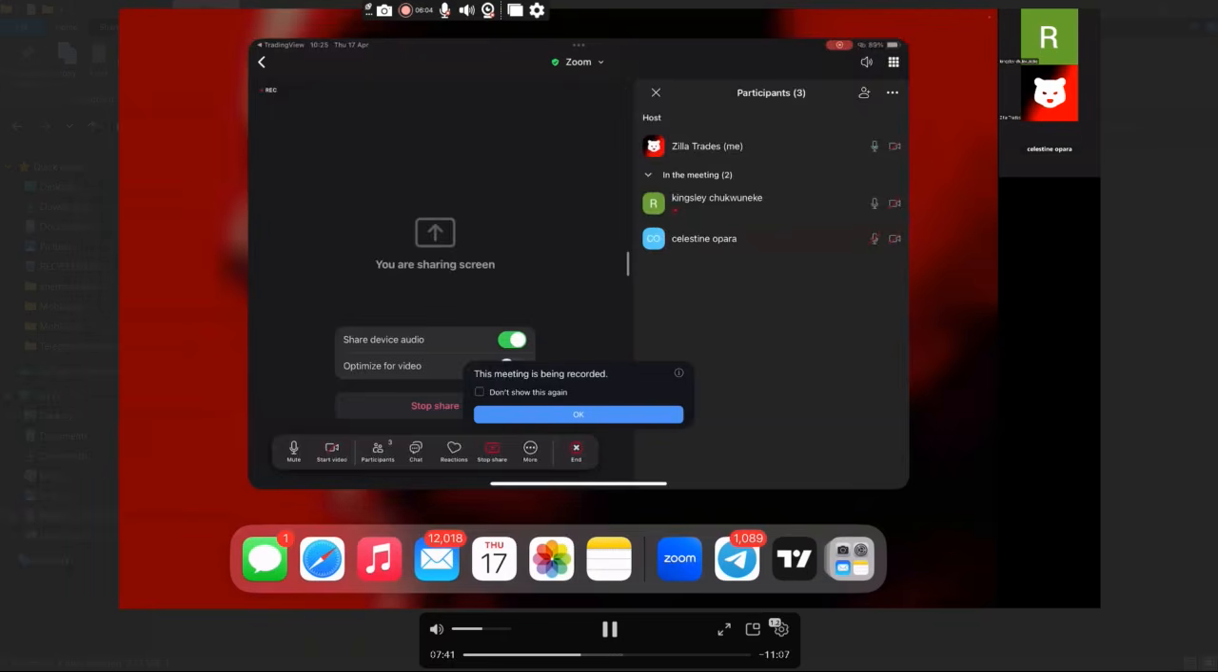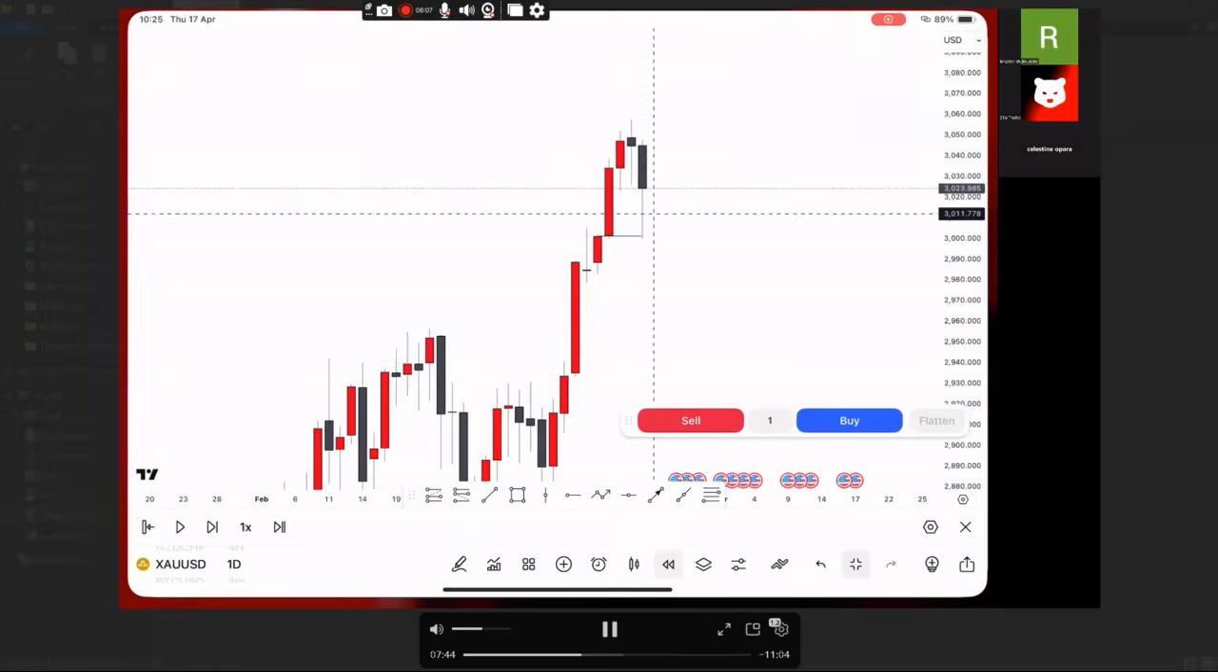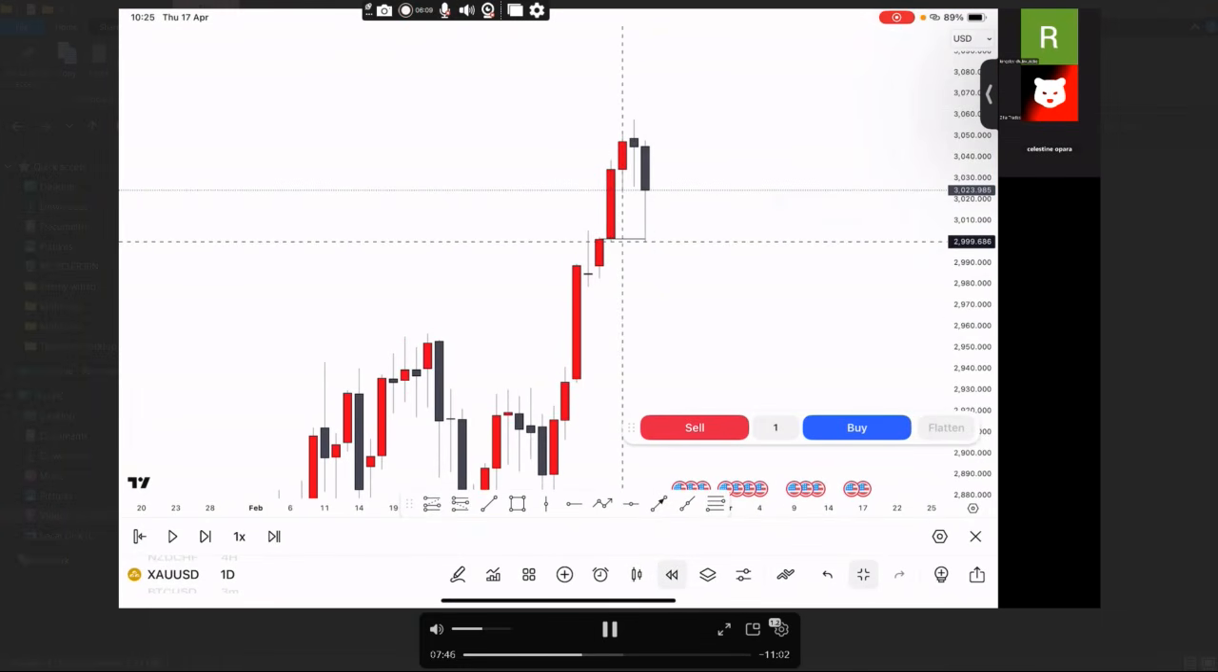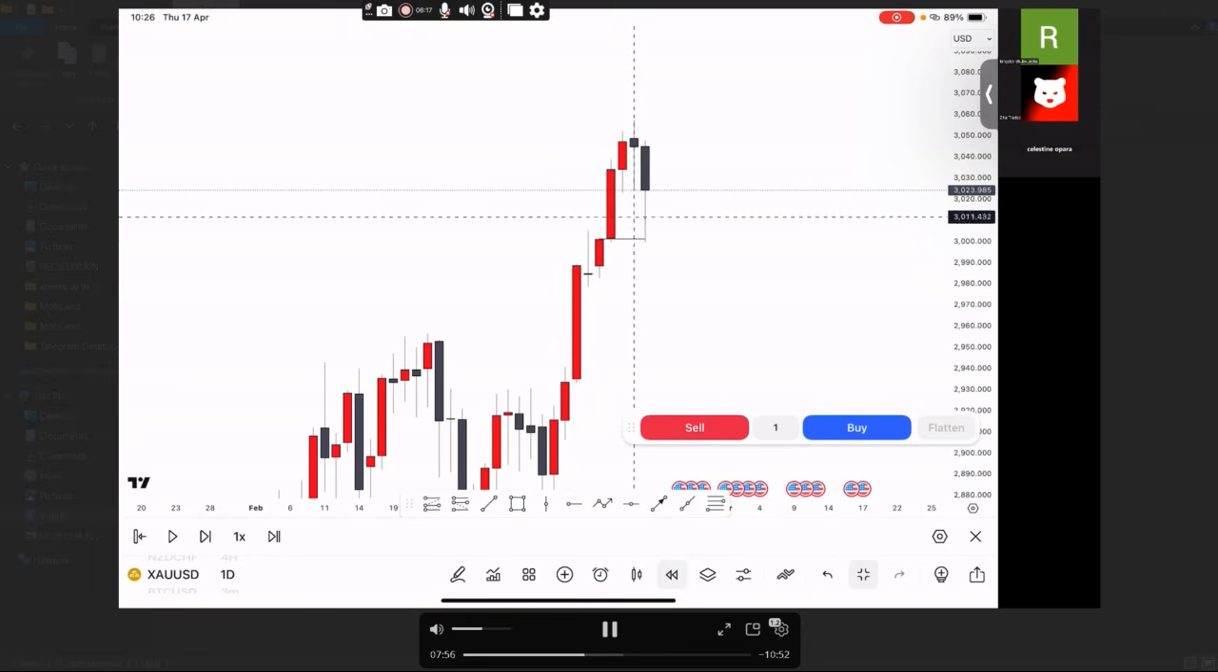Whenever you have your key level, sorry about this, whenever you have your key level, always wait for a rejection. Once you spot that rejection on that same time frame, let's say on the daily time frame, you have a key level, right? You wait for a rejection candle. After you spot that rejection, that's when you can go to the lower time frame to look for entries, right?